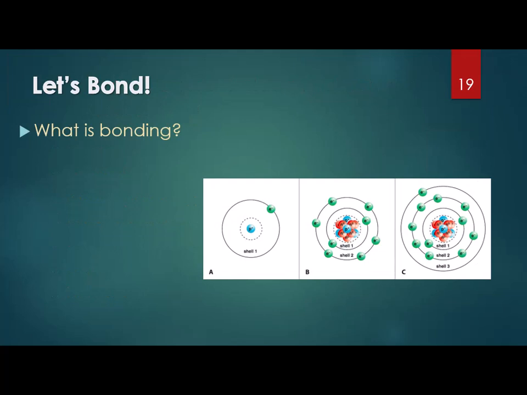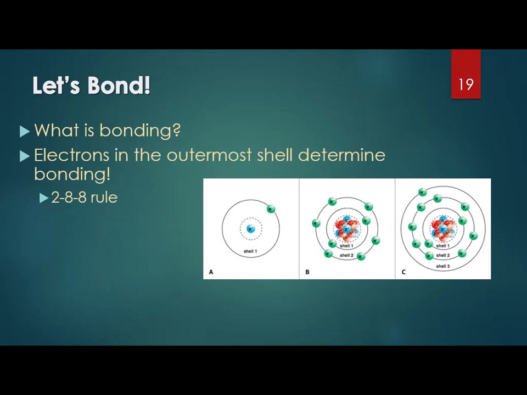Alright, bonding is basically moving around the electrons. Remember, protons are going to stay the same because that keeps the element whatever element it is. And neutrons aren't involved in the bonding process at all. They don't leave the nucleus. So electrons in the outermost shell is really what determines whether an atom bonds ionically or covalently. Okay? Remember that 2-8-8 rule. Atoms like to have their outermost shell full at either 2 if it's the first shell, 8 in the second shell or 8 in the third shell.